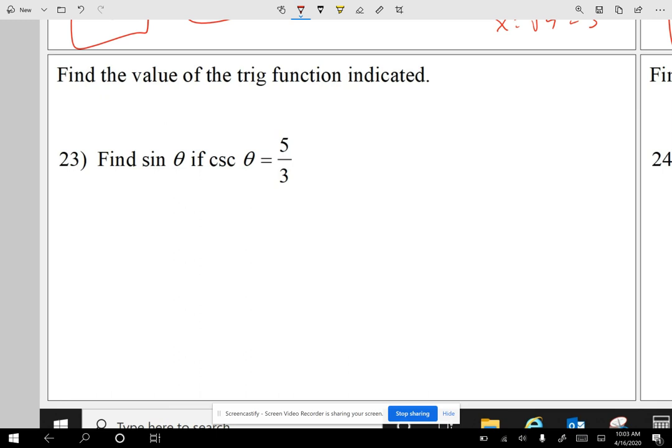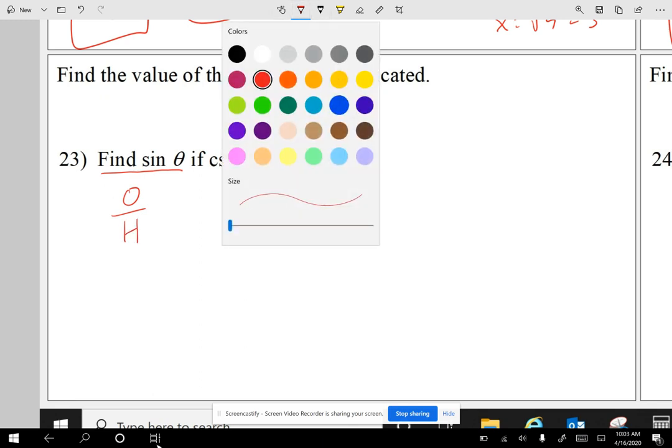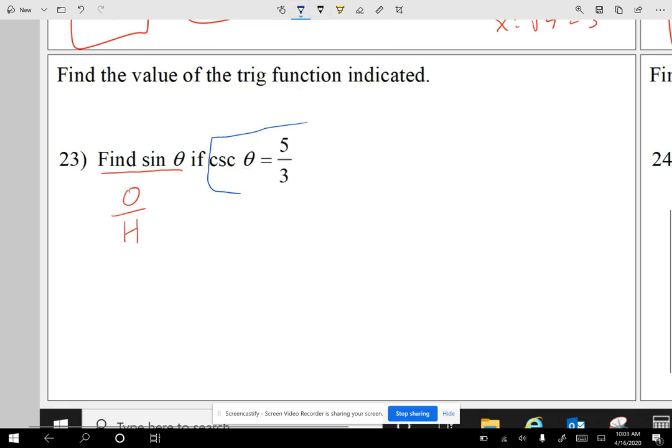Looking at question number 23, I need to find sine. And I know sine is opposite over hypotenuse. Let's take a look at what I have. Cosecant of theta. I know cosecant is hypotenuse over opposite. I'm not going to draw my triangle because I have what I need.